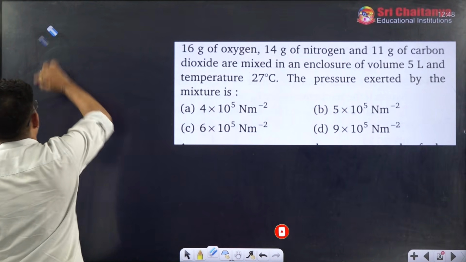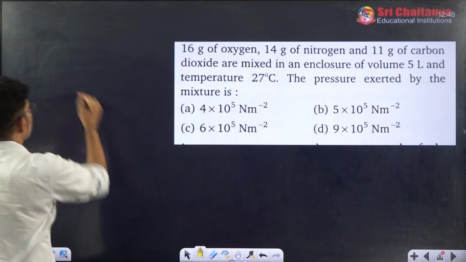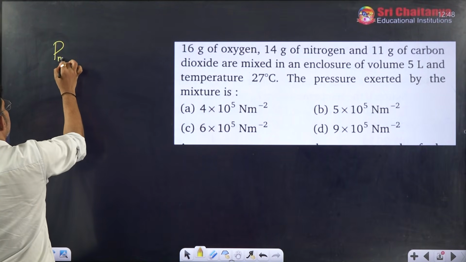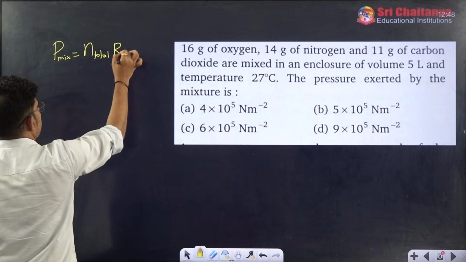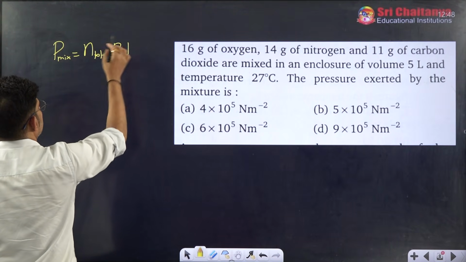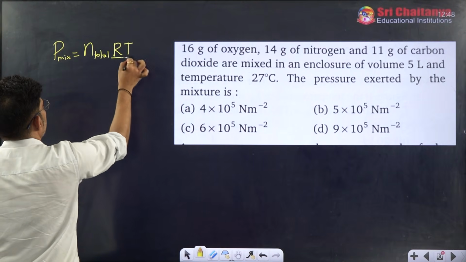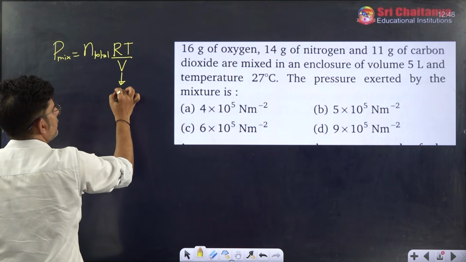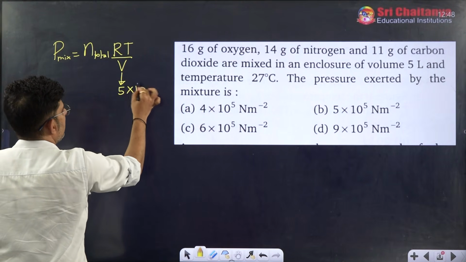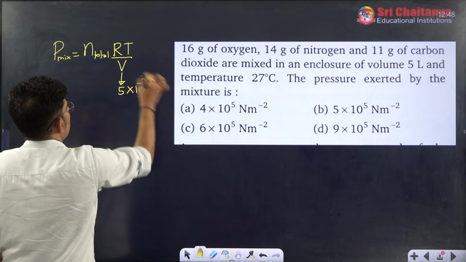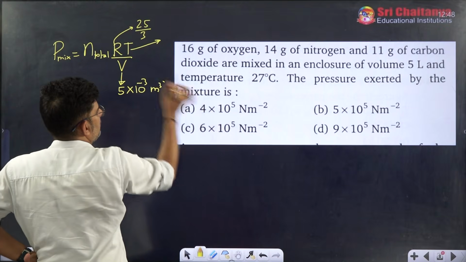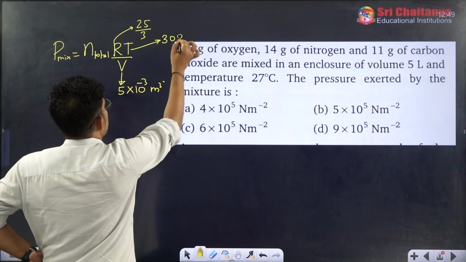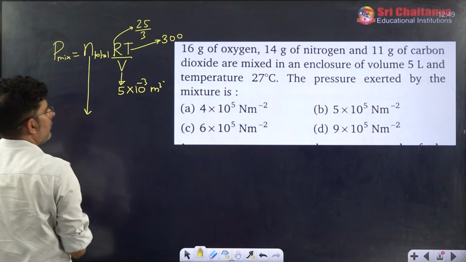So here, total pressure of the mixture is N total RT by V, volume. Now in SI unit, 5 liter means 5 into 10 to the power minus 3 meter cube. R value I told, take it as 25 by 3. Temperature is 27 degrees Celsius, which you can keep as 300. N total is the number of moles.